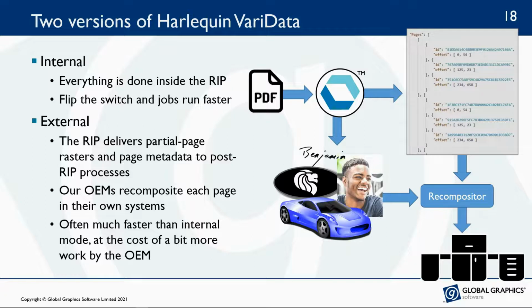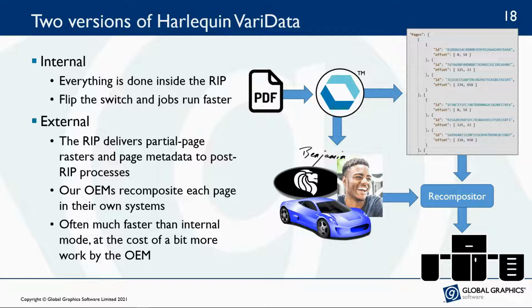I've been talking so far as if there's a single version of Harlequin VariData. In fact, there are two, giving different levels of acceleration and requiring different amounts of integration effort. With Harlequin VariData in internal mode, all of the work is done inside the RIP. The output produced is the same as it would have been without VariData. The difference is it's faster, but does benefit from a little bit more memory.